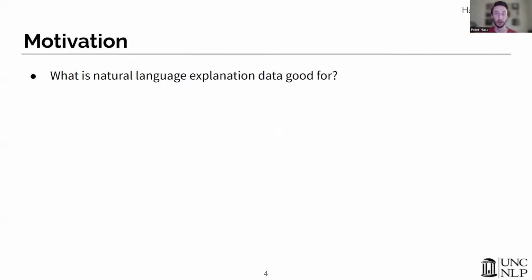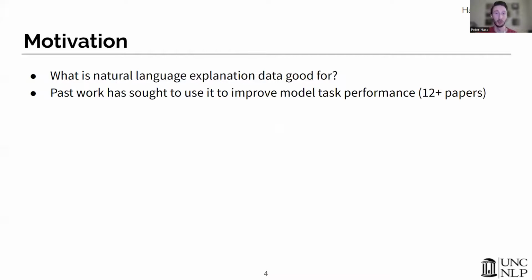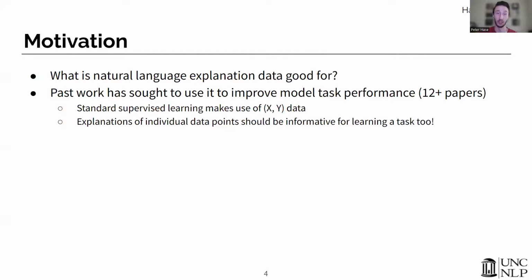What is explanation data good for? We see a lot of past work trying to use this data to improve model task performance. The intuition behind these approaches is that while standard supervised learning makes use of XY data, explanations of individual data points should be able to provide valuable additional information for solving a task. One can draw analogies to how humans teach each other to do tasks, often involving explanations for individual demonstrations, rather than just the demonstrations alone.